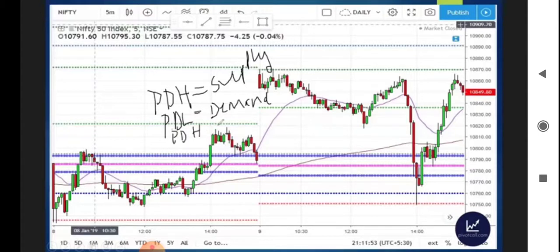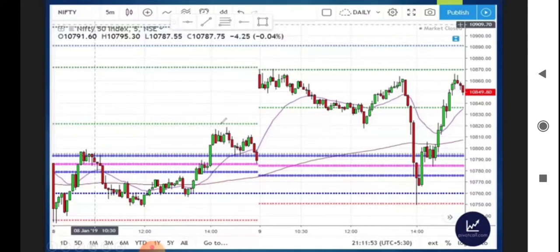Like you can see here. This is not just a PDH, you can see. This is also a gap border, right? So that time it becomes very powerful. What I mean to say, PDH equals supply zone.